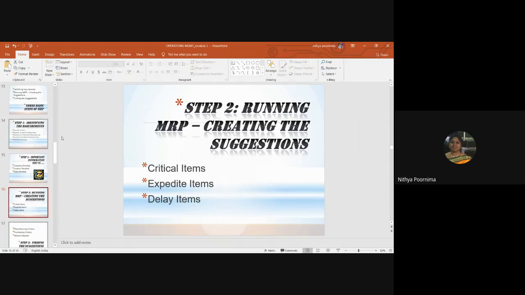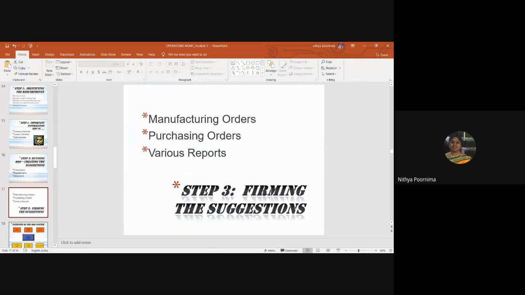All these things depend on knowing your company strategy. You should plan in such a way that you identify what the critical items are, what the expiry items are, and what the delayed items are. You need to be prepared with these three things while you're making your MRP schedule. Next will be forming the suggestions.